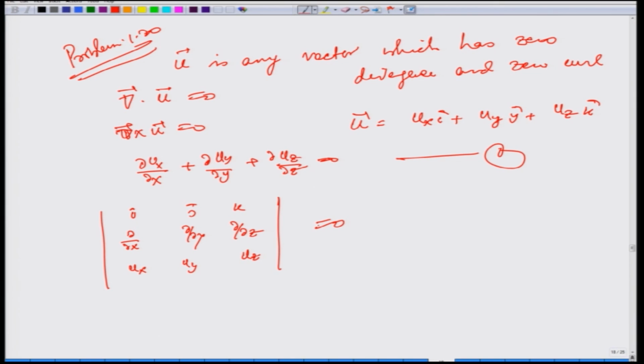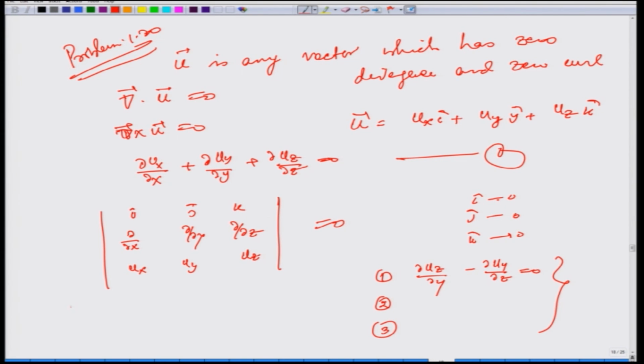So we will vanish one by one element. Let's say the component corresponding to i cap goes to 0, the component corresponding to j cap goes to 0, and the component corresponding to k cap goes to 0. So if we are looking at i cap, this means del Uz by del y minus del Uy by del z equal to 0. And we will get three conditions like this: 1, 2 and 3. So upon solving this, we can find the answer for U.